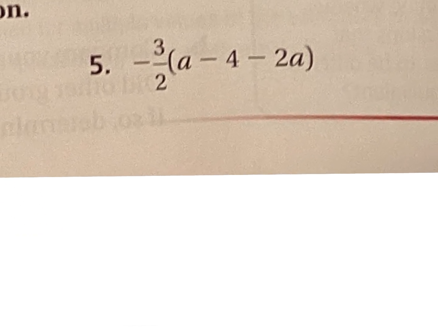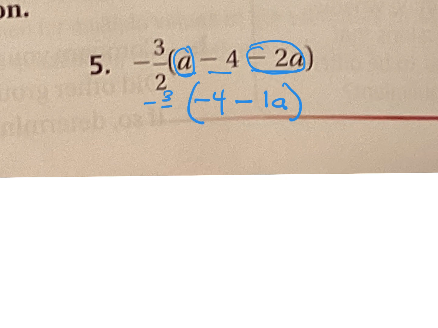Number 5. I have a negative 3 halves a minus 4 minus 2a. I see that I have an a here and a minus 2a. I'm going to put those together. If I have a negative 2a and I have a positive a, that's going to take one of those a's away from the negative 2a. So now I have a negative 4, and it's just a minus 1a, or just minus a, times negative 3 halves.